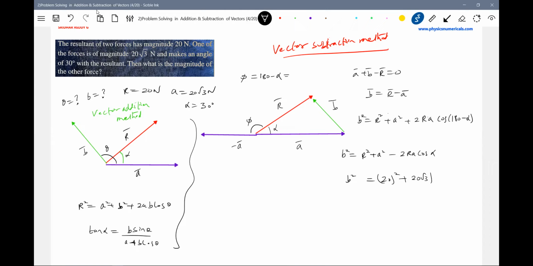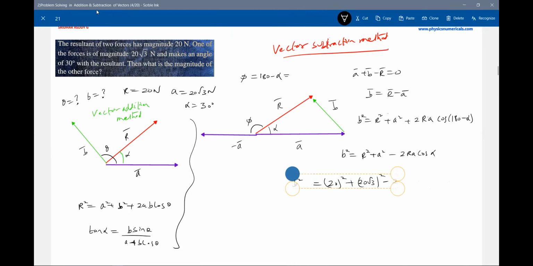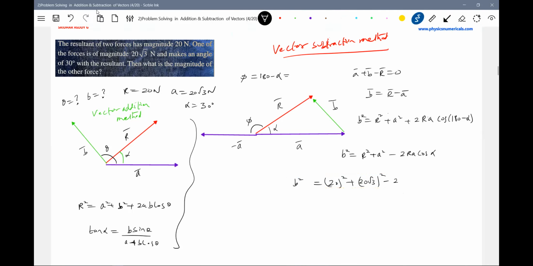root 3 whole square. 2, the value of R is 20 root 3. Cos alpha, 30 degrees, is root 3 by 2. Okay, this is the cos alpha value. Solving this, we'll get the expression for B. P will be 20 Newton.